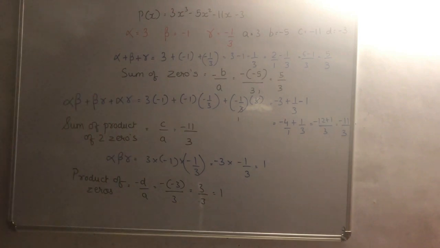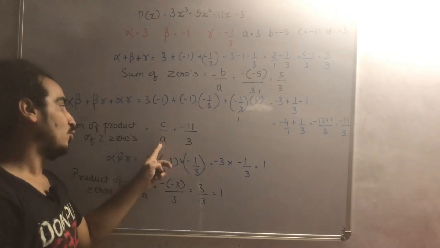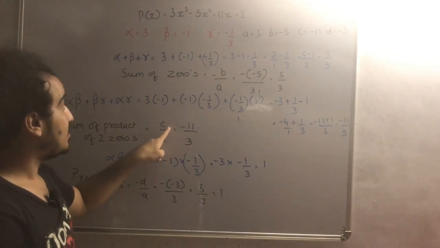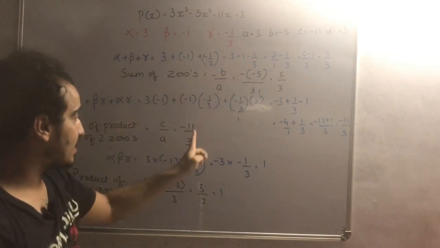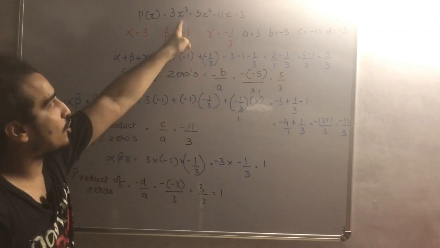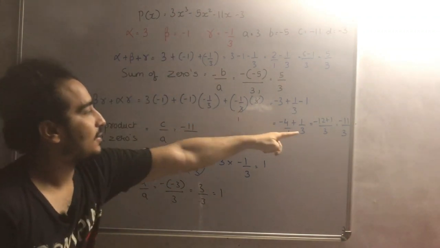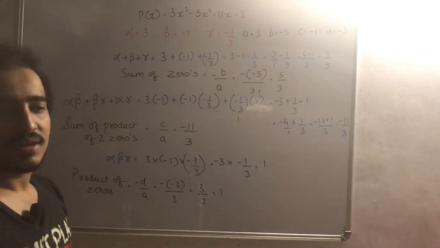So now check out with the formula of coefficients. Sum of product of two zeros equals to C by A. C means coefficient of x, that is minus 11, and A means coefficient of x cube, that is 3. Same answers. Both are coming with same answers.